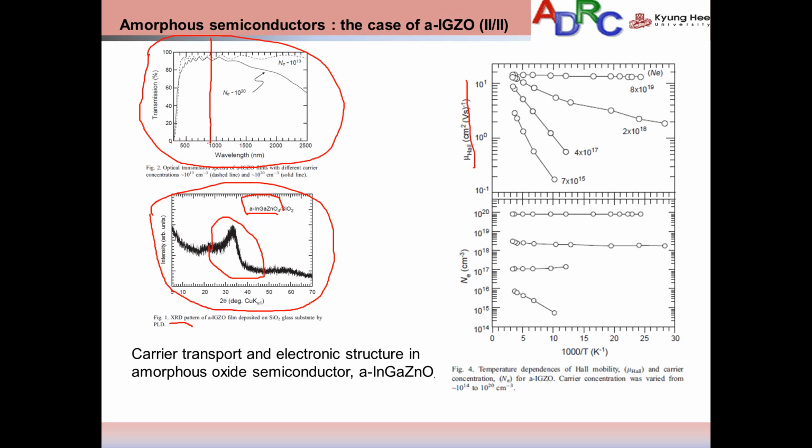Also, to finish with some electrical properties of the material, the mobility depends on the carrier concentration, and it is highly dependent on the temperature. But the carrier concentration is mostly not dependent on the temperature.